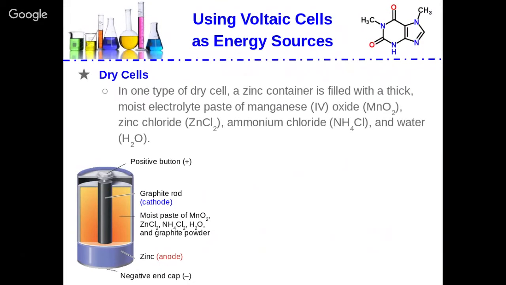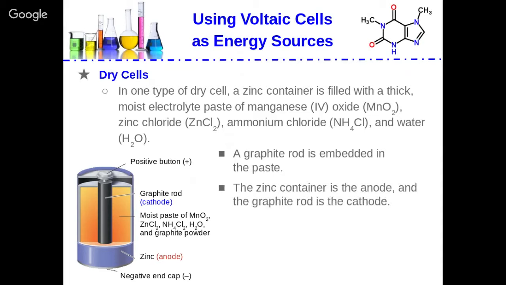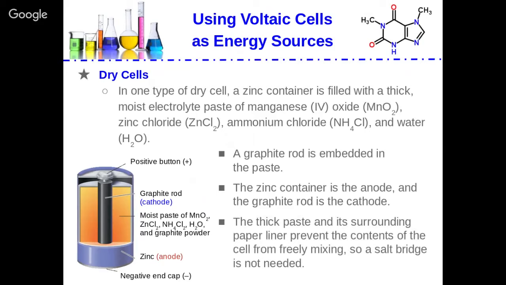So in one type of dry cell, a zinc container is filled with a thick, moist electrolyte paste: manganese(IV) oxide, zinc chloride, ammonium chloride, and water. A graphite rod is embedded in the paste. The zinc container is the anode and the graphite rod is the cathode. So that means the zinc is going to be losing its electrons and the graphite rod is going to be gaining its electrons. The thick paste and its surrounding paper liner prevent the contents of the cell from freely mixing, so a salt bridge is not needed.